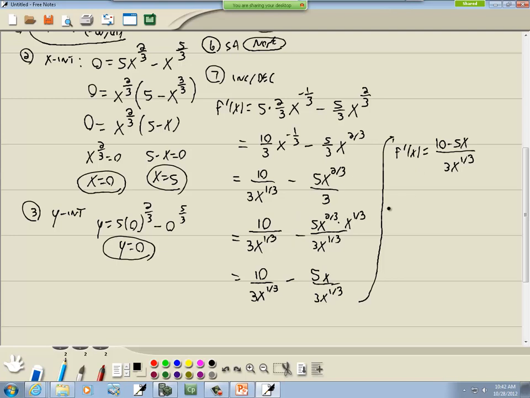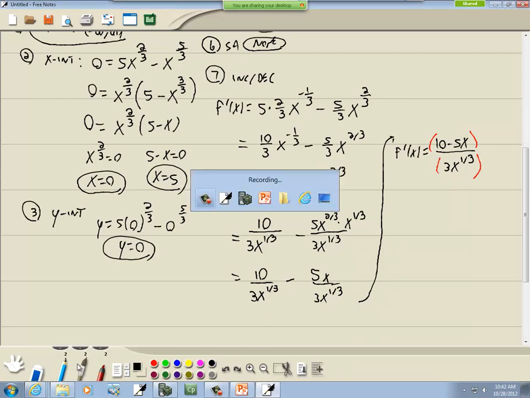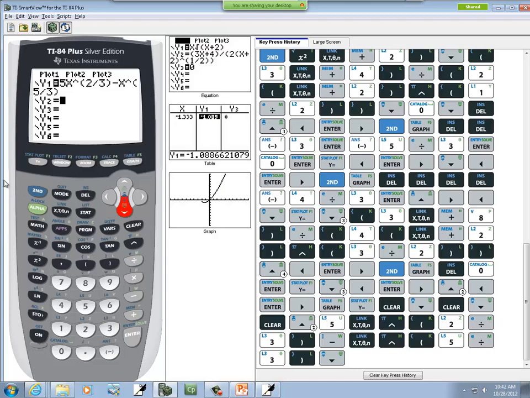Okay. Actually, let me go ahead and put that in my calculator. Remember, the key is put parentheses around the top, parentheses around the bottom, like that. So, we'll go, okay, I already got that there.